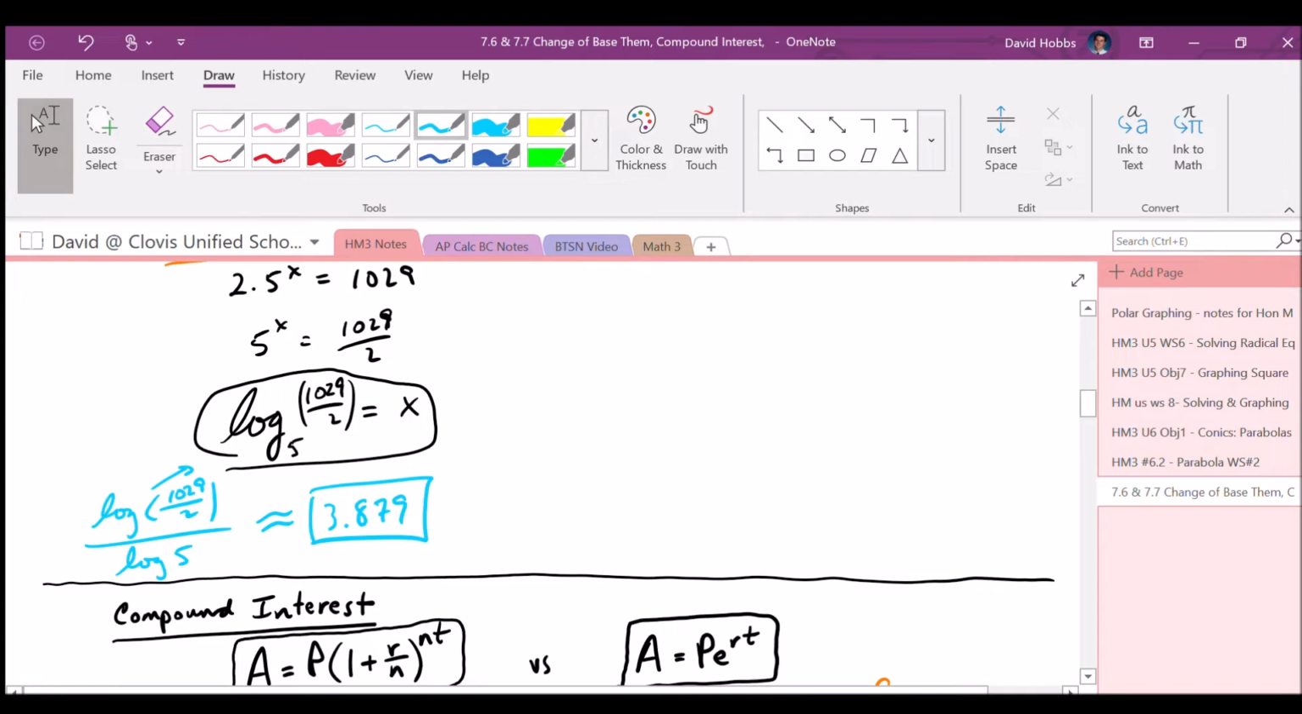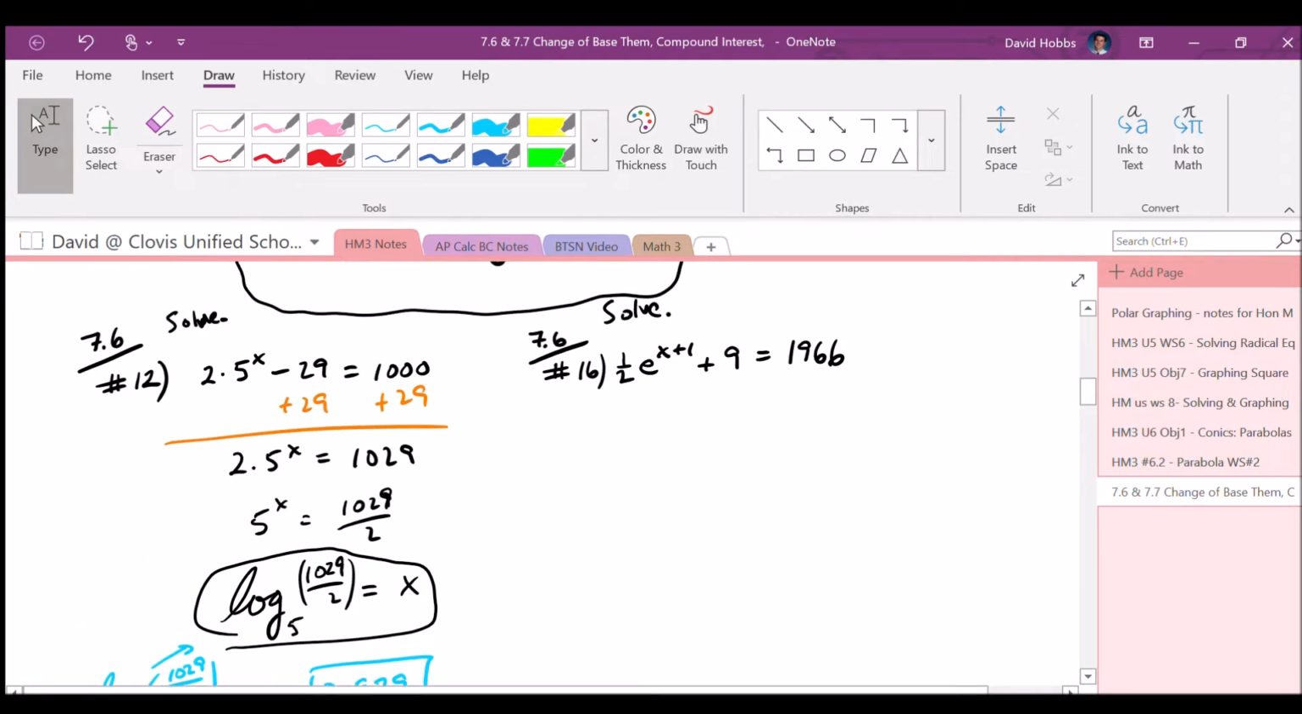And you guys need to be practicing that. Okay, 7.6, number 16, still solving. Where is my unknown? My unknown is up in the exponent, so I might need log here eventually to be able to finish solving the problem. And okay, so what would I do first to solve for x? I'm going to subtract 9.